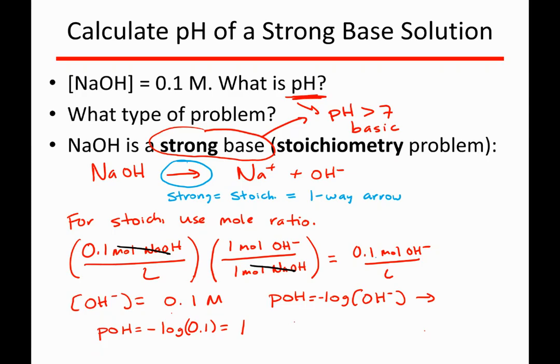So lastly, what you can do is say pH plus pOH equals 14. And so the pH is 14 minus the pOH. Therefore, 14 minus 1 is 13. That is the pH of the solution, and that's an answer that makes sense. That's a pH value that would correspond to a basic solution.